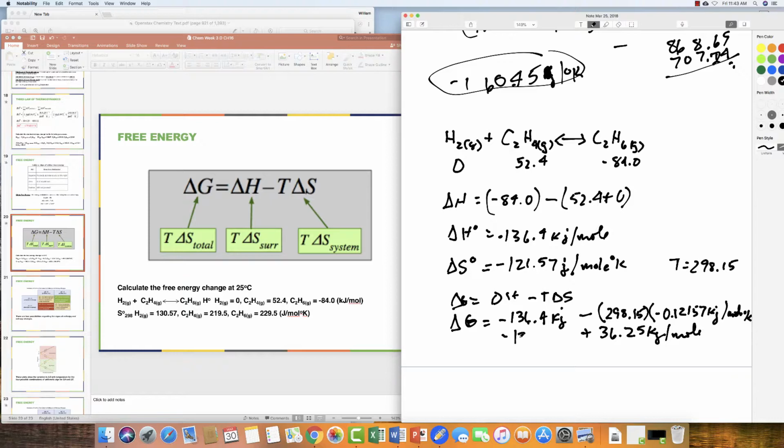And then this is going to be 136.4. So delta G is going to equal this added together. And if we subtract 136.4, we get a minus 100.2 kilojoules per mole. So per mole of this, the free energy is going to be a minus 100.2 kilojoules.